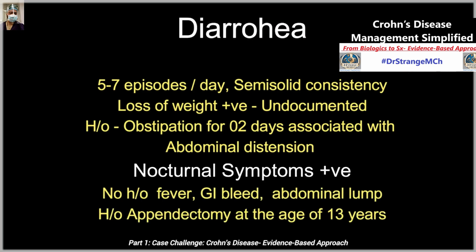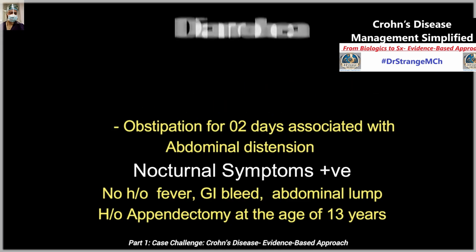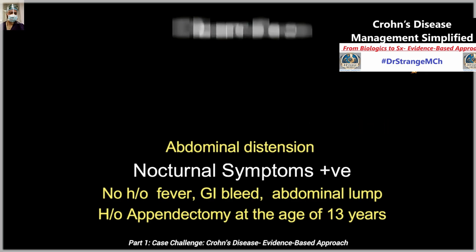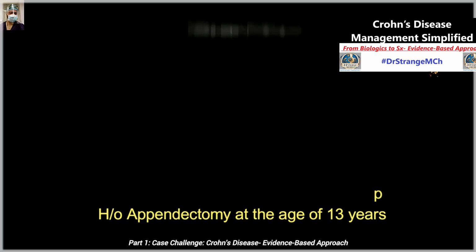And he also gave history of obstipation for the last 2 days before presenting to the hospital, along with abdominal distension. He also gave a history of nocturnal symptoms, that he used to have aggravation of symptoms during the night. There is no history of fever, any GI bleed, or lump abdomen. There was a history of appendectomy at the age of 13 years.